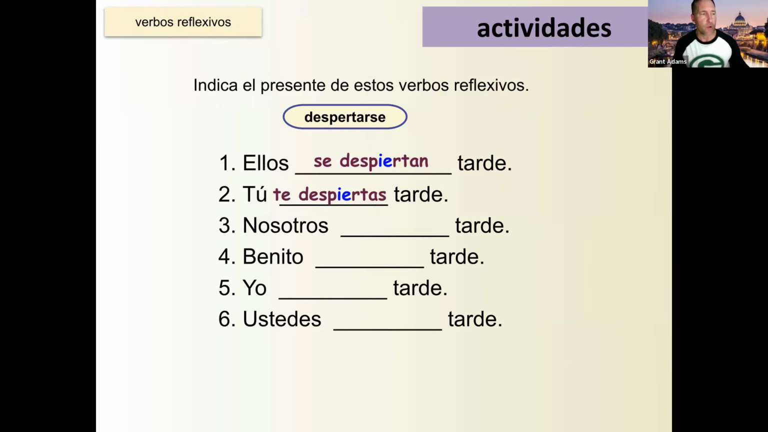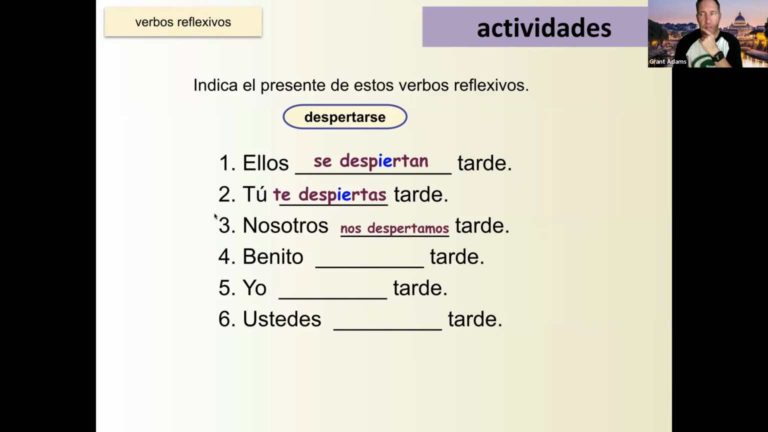We wake up late. Good. I love it, Amanda. But when we have something outside that boot, no stem change. Okay, Chris. Excelente. Muy bien, muy bien, muy bien. Okay. Nosotros nos despertamos. Nosotros nos despertamos. Excelente.